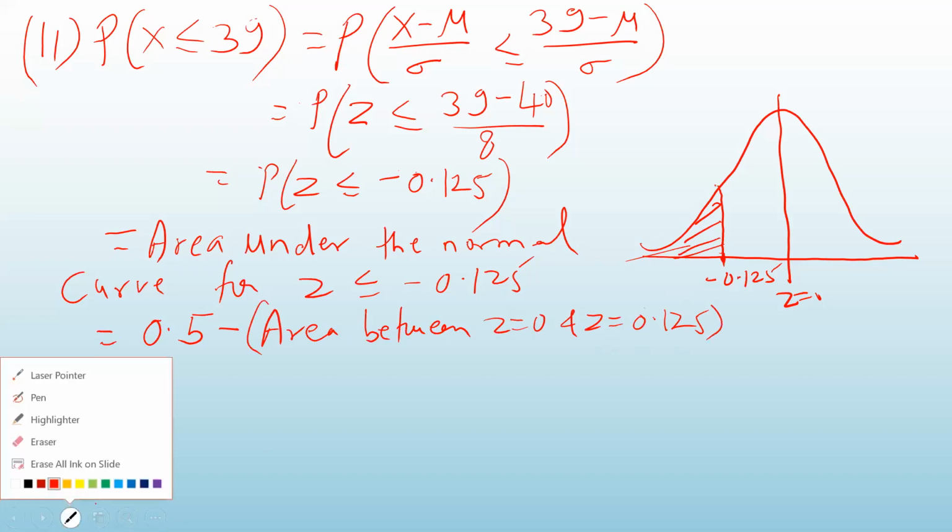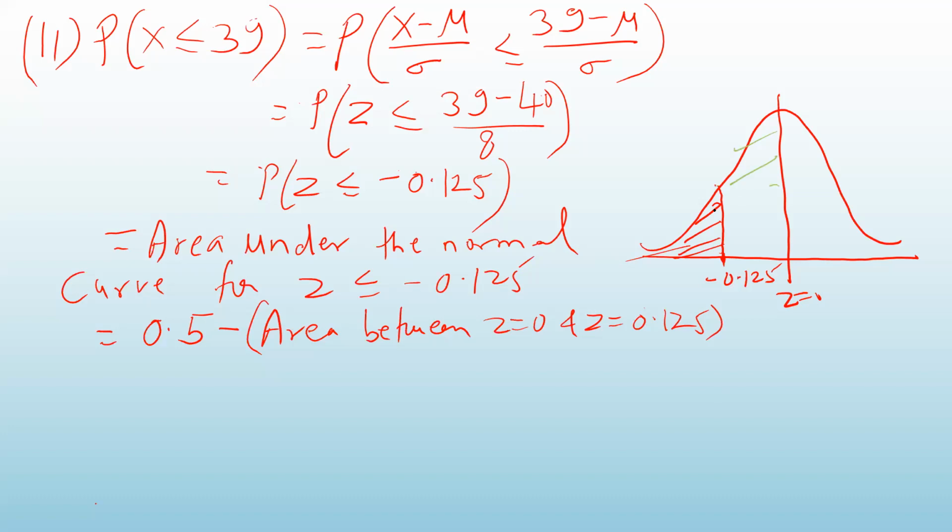Let me use different colors to show you that. See, this is the line of symmetry. So the entire area to the left side, all the area up to here, is 0.5. This green color. The entire area to the left side of z equal to 0 is 0.5. We have seen this in one of the properties, because the total area under the normal curve is 1 and this is the line of symmetry.